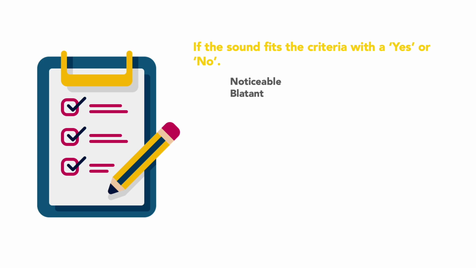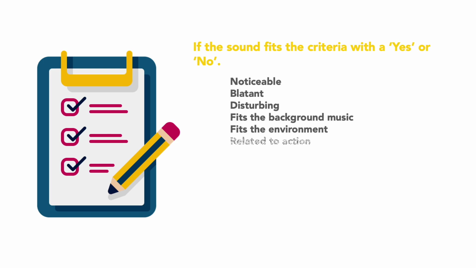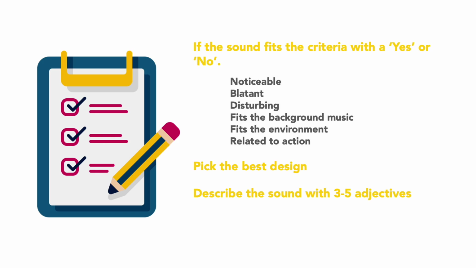Afterwards, they evaluated the sounds. This was anonymized and randomized. The participants were asked if the sound fits the criteria with a yes or no. The criteria are noticeable, blatant, disturbing, fits the background music, fits the environment, and related to action. They were also asked to pick the best design for each background music. And finally, they had to describe the sound with 3 to 5 adjectives.